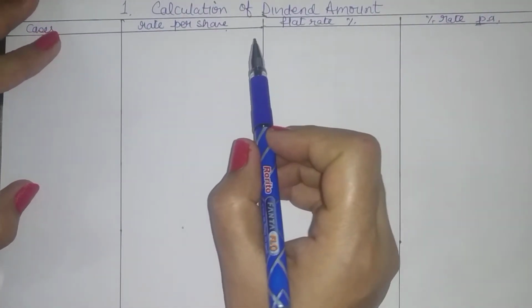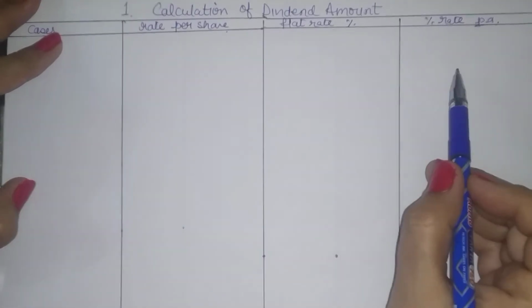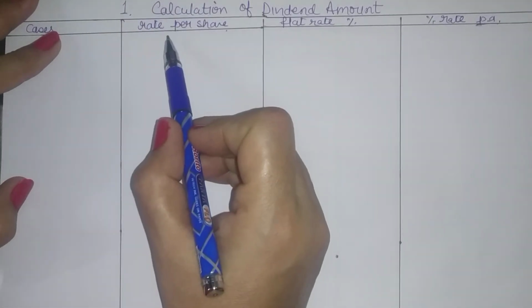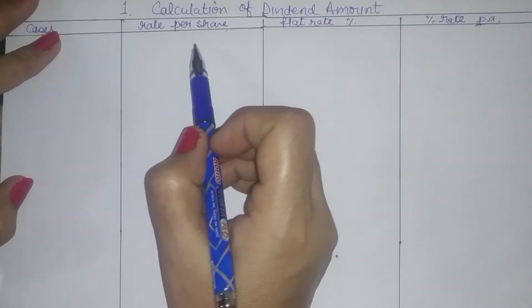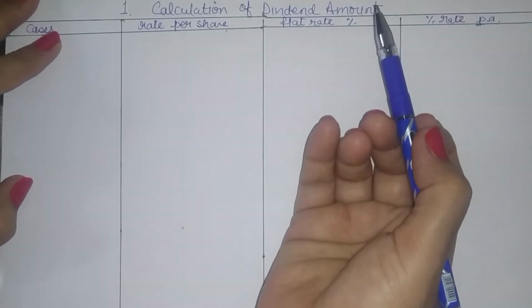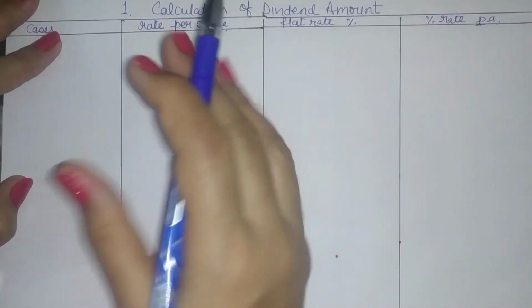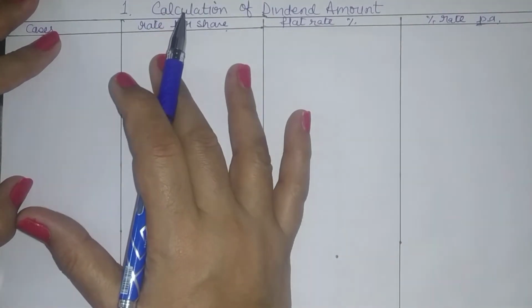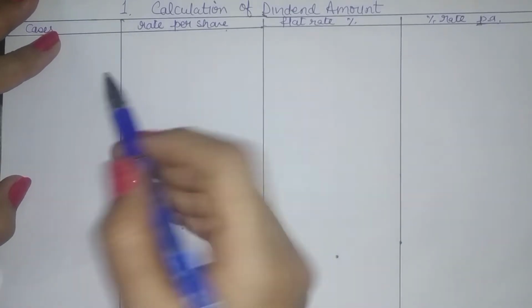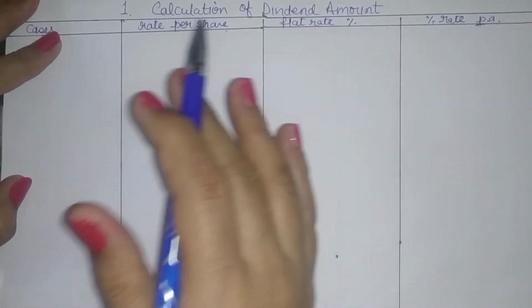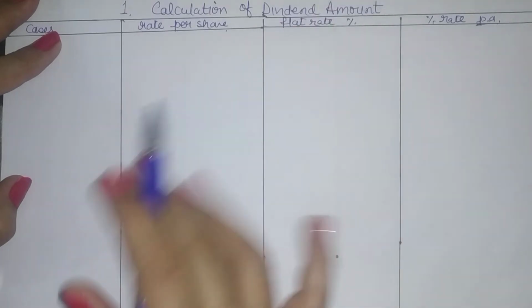Dividend can be given to us in three ways in a practical problem. Companies may declare dividend as rate per share, like the company is declaring 2 rupees dividend per share. This is very easy to handle because per share implies that you just have to look at the number of shares and apply the rate. It doesn't ask for anything else.